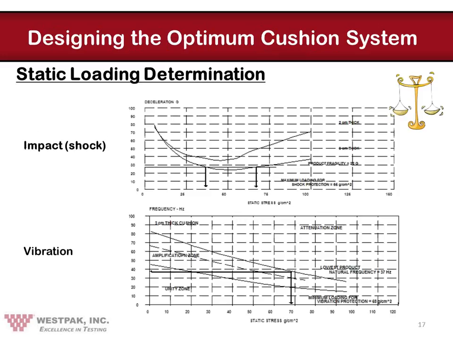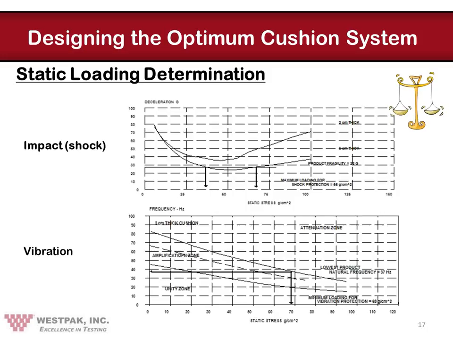You've seen the top curve before. This is a graphical representation of what I just explained. The top curve is a cushion curve. It shows a plot of static stress versus transmitted deceleration for a given thickness. There are two thicknesses shown there, as well as the drop height that will result in a transmitted deceleration on the vertical axis below the product fragility.